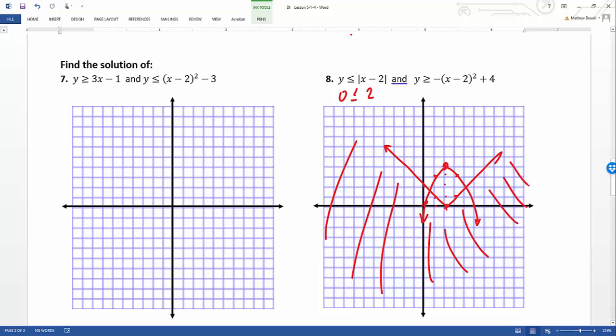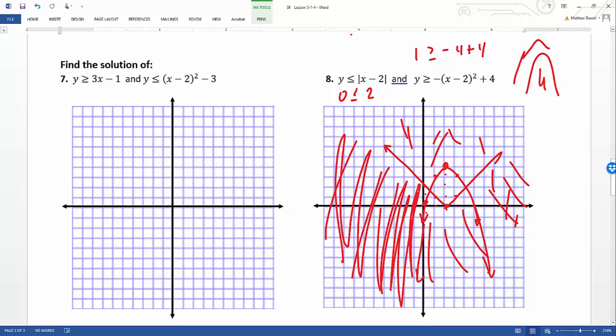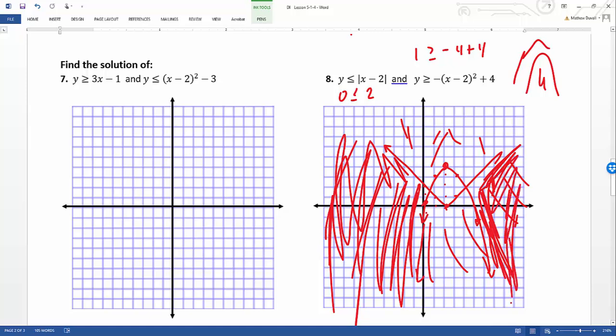And then for the parabola, I can't pick 0, 0 since it's supposed to land on it. So I could pick 0, 1. So the question is, do I shade here? Do I shade here? So if I pick 0, 1, is 1 greater than or equal to negative 4 plus 4? And the answer is yes. So that means this is going to be shaded all around. So it's these regions here that overlap. So that's going to go all the way down.